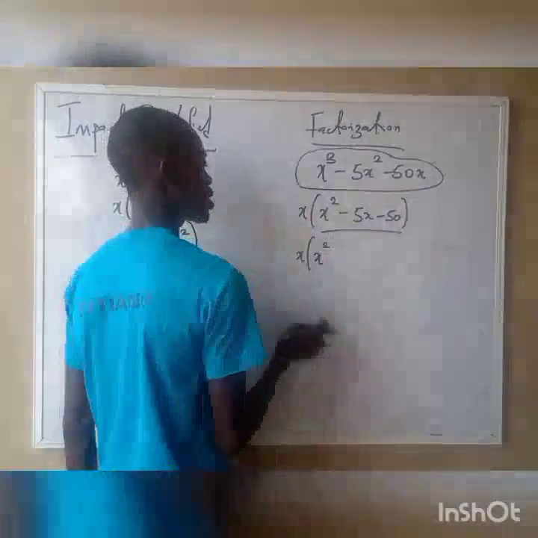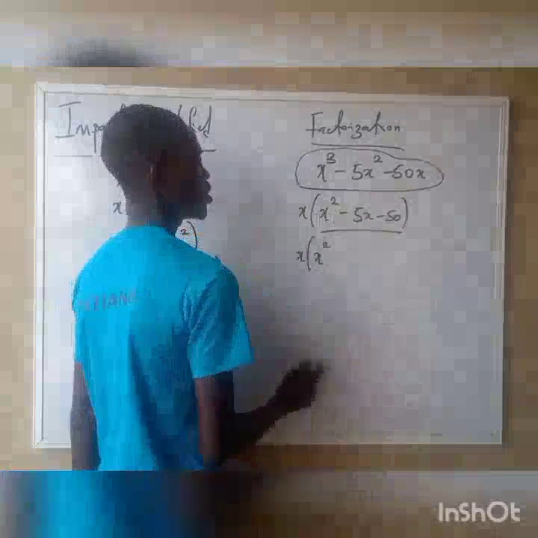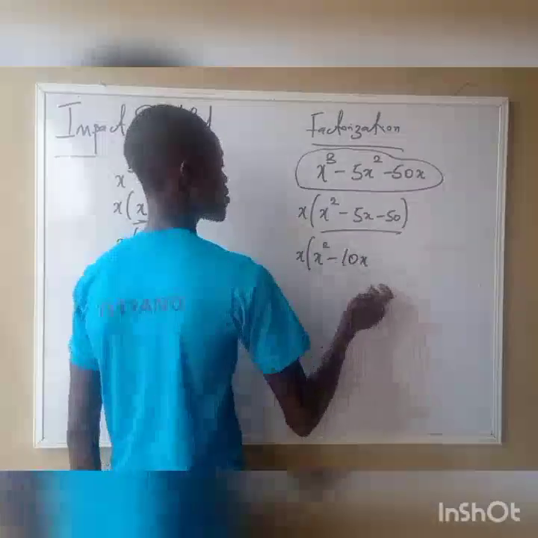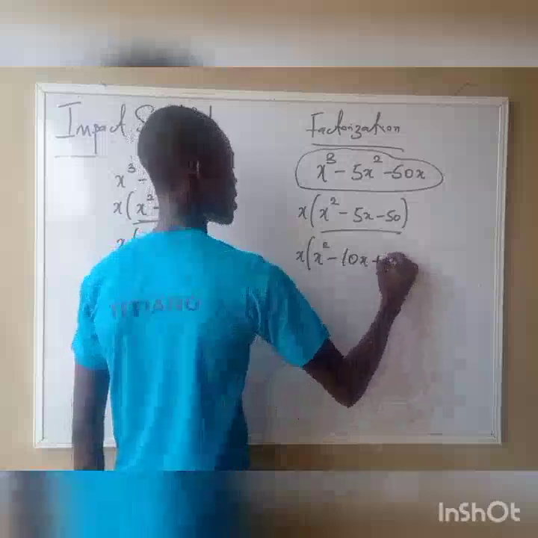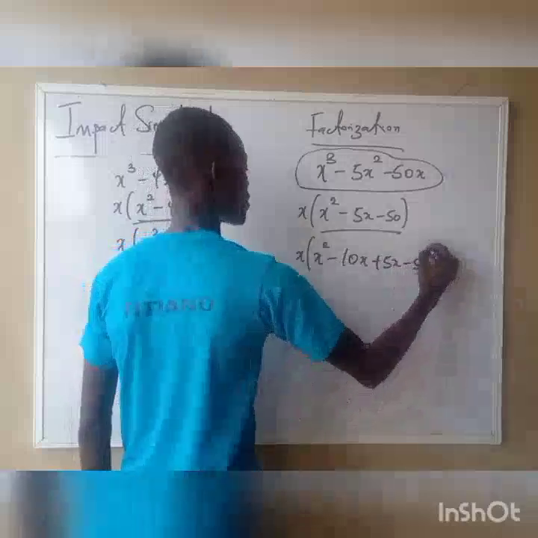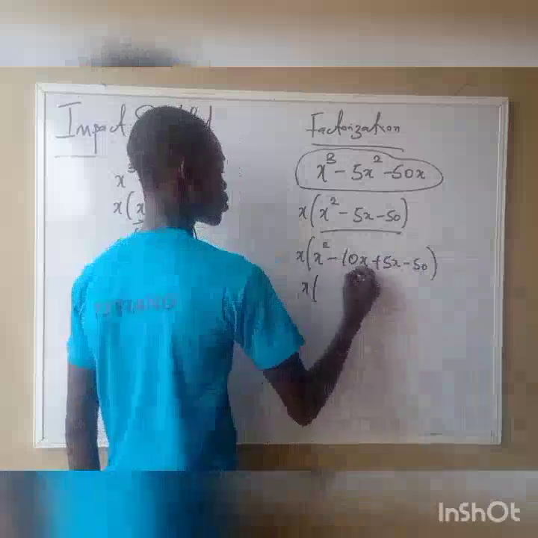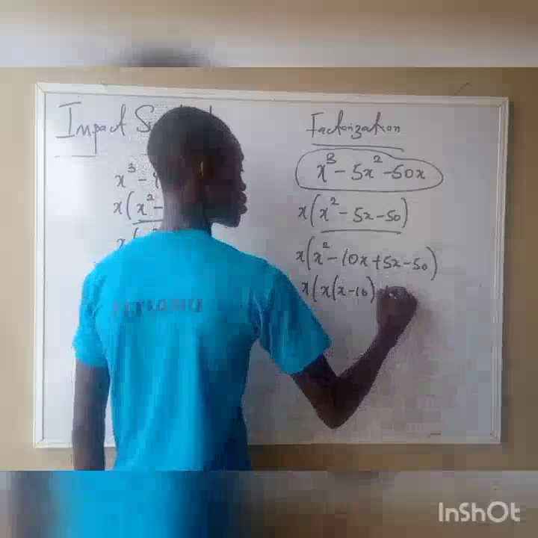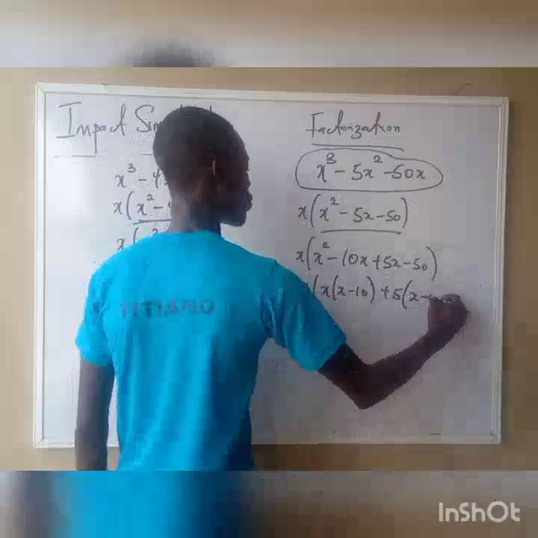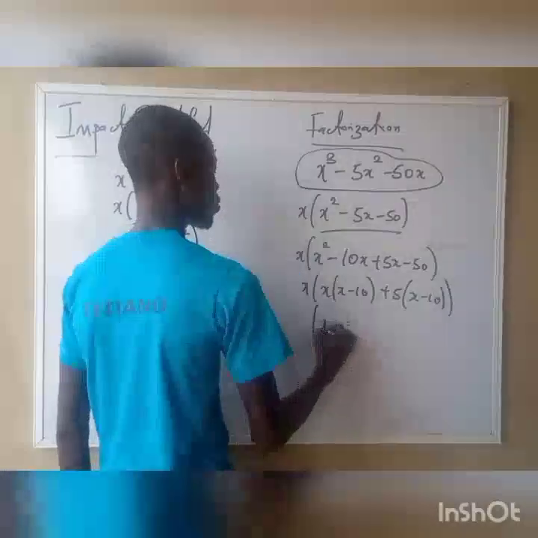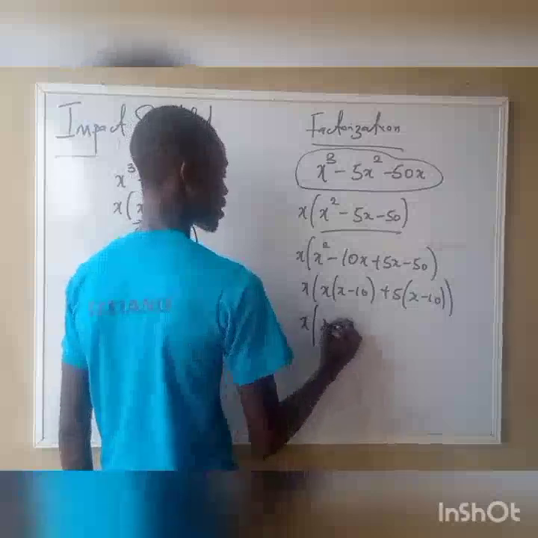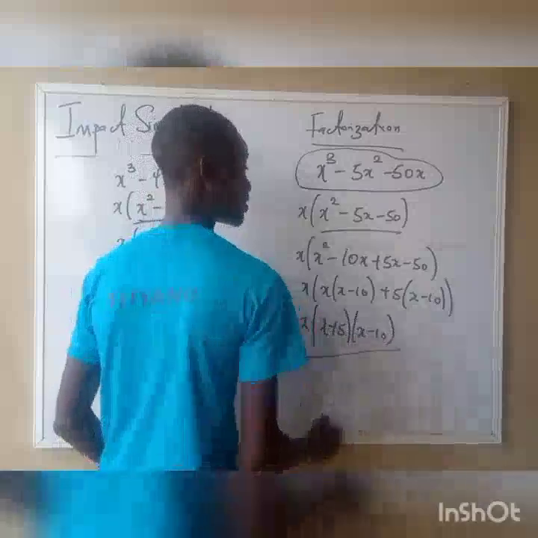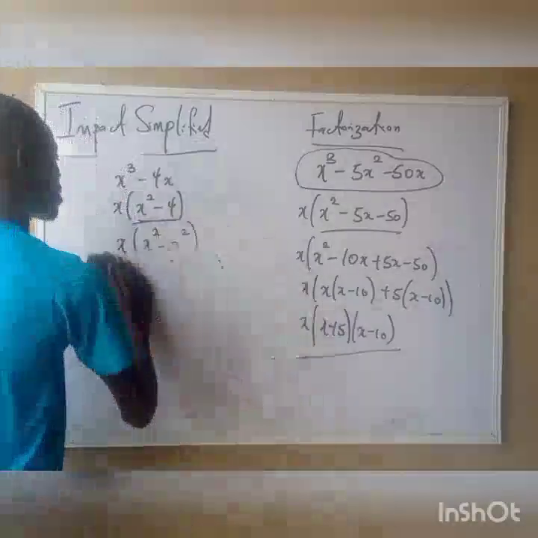And how can you factorize? 1 times 50 is 50. What are the factors of 50 that will give us 5? That is 10 and 5. And how can you mix them together? Minus 10x plus 5x minus 50. Looking at this, what is common? X is common, we have x minus 10. What is common to this? Plus 5 is common, we have x minus 10. And lastly we have x plus 5 and x minus 10. And that is how we factorize.